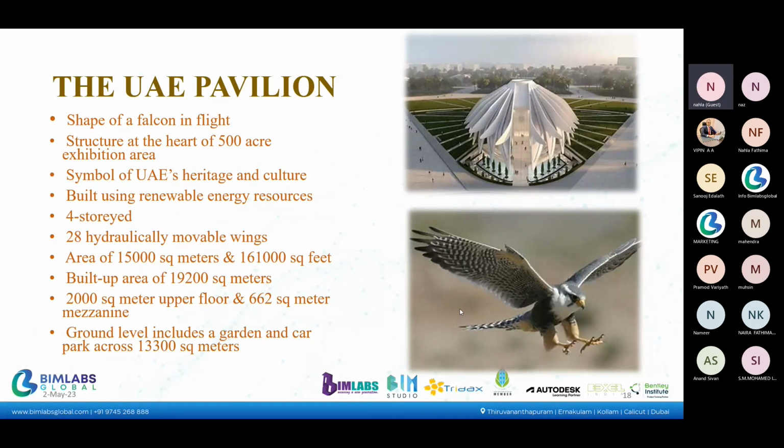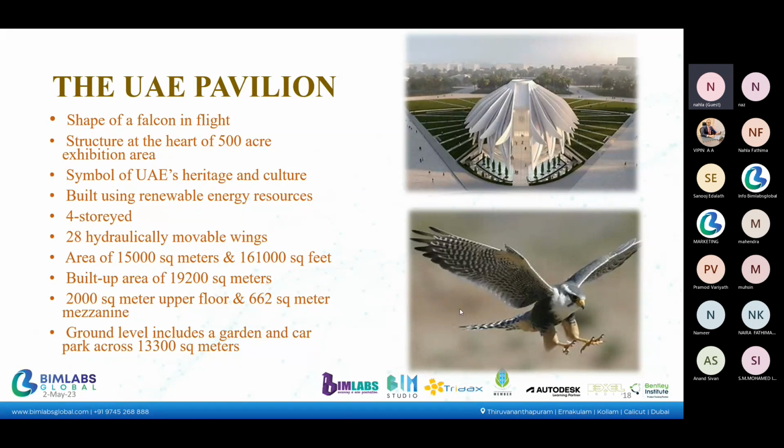The structure is situated at the heart of a 500-acre exhibition area, set in an area of 15,000 square meters with a built-up area of 90,200 square meters. It comprises a 2,000 square meter upper floor and a 662 square meter mezzanine with a plaza level. The ground level includes a garden and car park across 13,300 square meters. So it is a 4-story structure. The peculiarity of the structure is that it's built using renewable energy sources. I'll go into more detail about the renewable energy sustainability of the building in the upcoming slides.